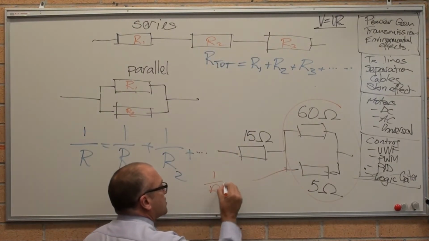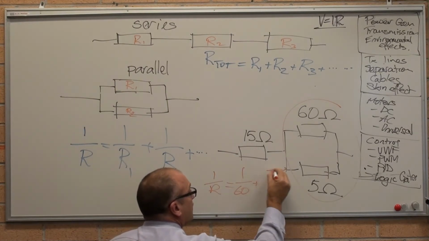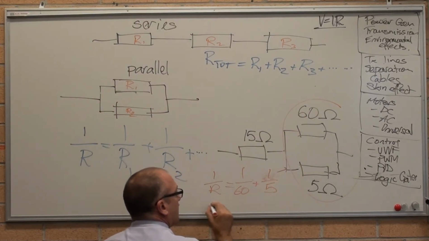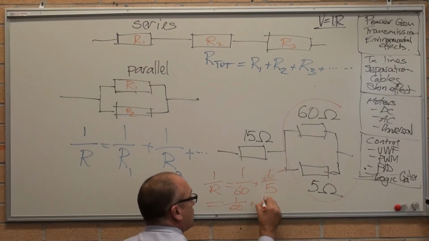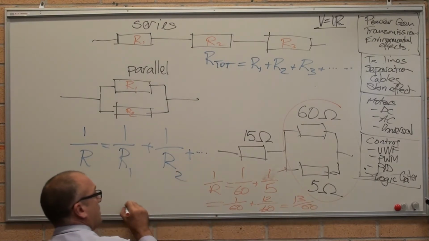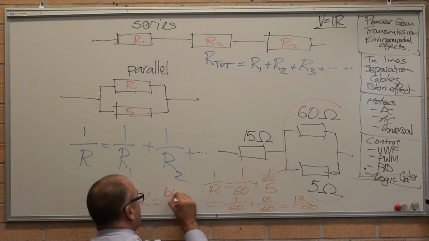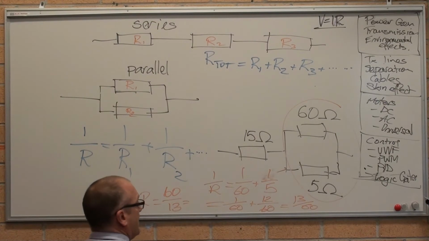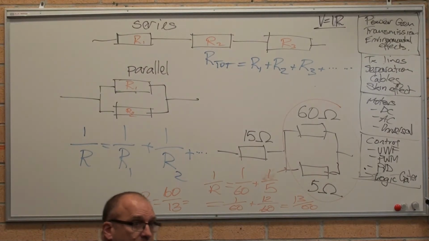1 on resistance equals 1 on 60 plus 1 on 5, equals 1 on 60 plus, if you can go with me on this, 12 on 60 equals 13 on 60. Therefore the resistance equals, invert that, 60 divided by 13, and the answer will be whatever that works out to be. Could somebody with a calculator, if anybody's got one, figure that out? 4.62.